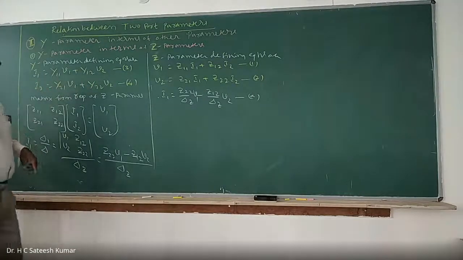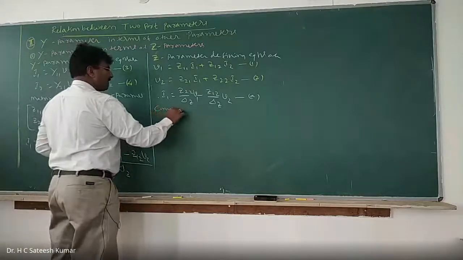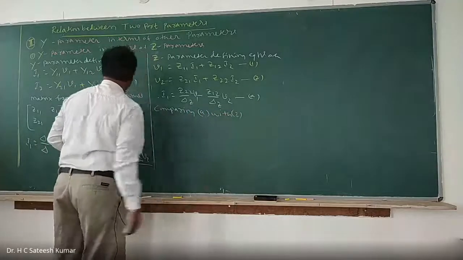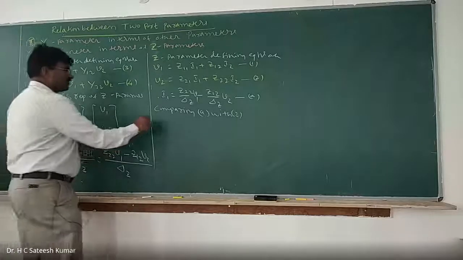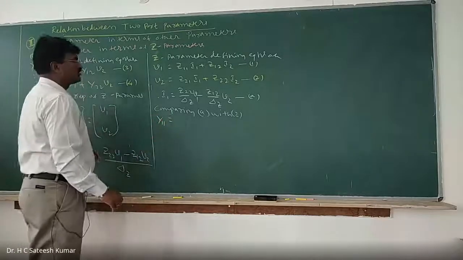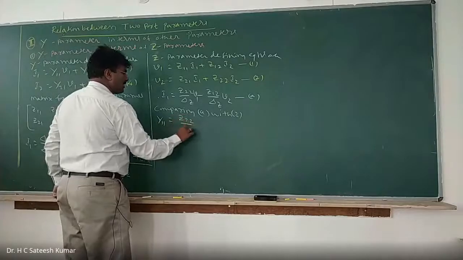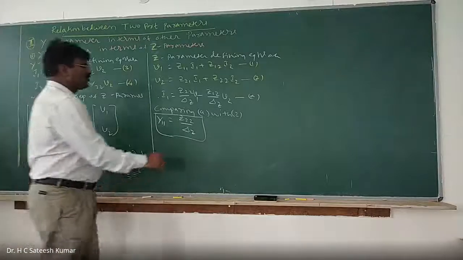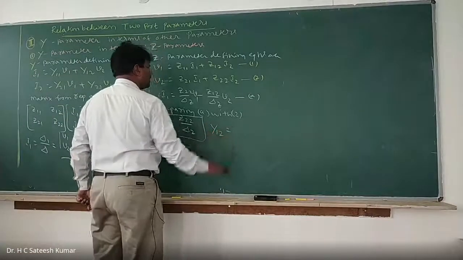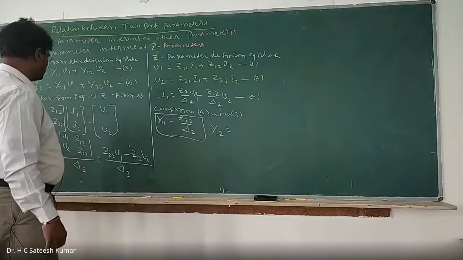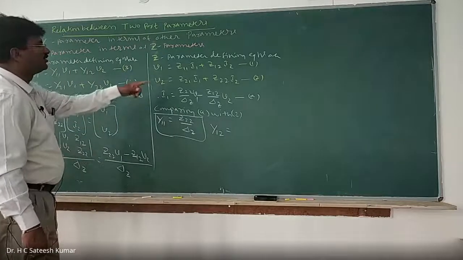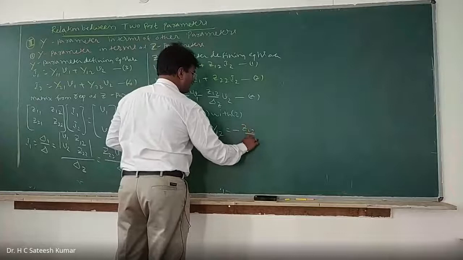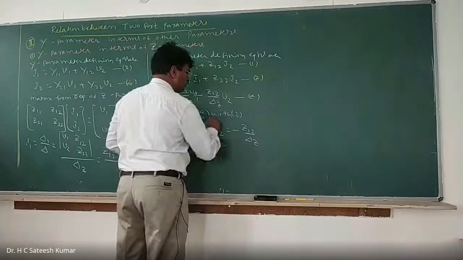So therefore, comparing A with 3. What will you get? I1 left hand side as it is, we have Y11 is equal to what? Y11 is equal to Z22 divided by delta Z. And similarly, Y12 is equal to what is that we have? Y12 is equal to, in place of Y12 what we have? Minus Z12 divided by delta Z. That's it. So we got these two.